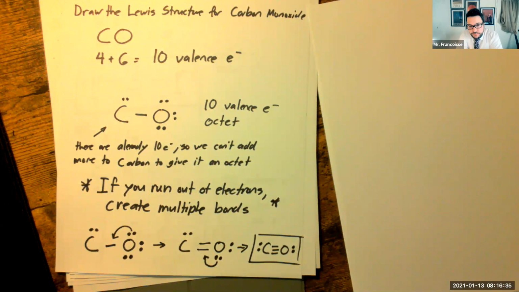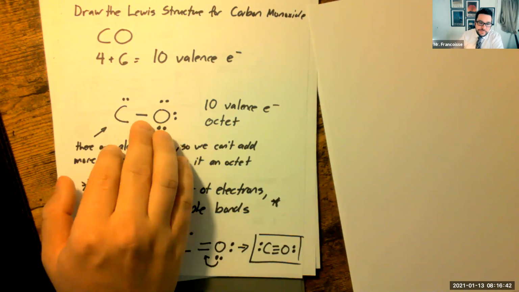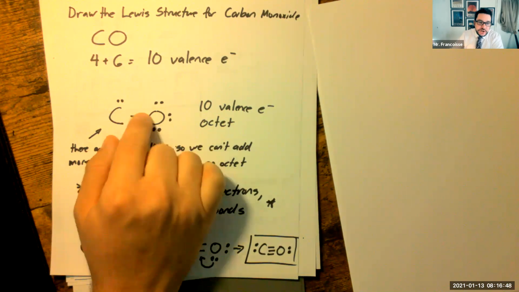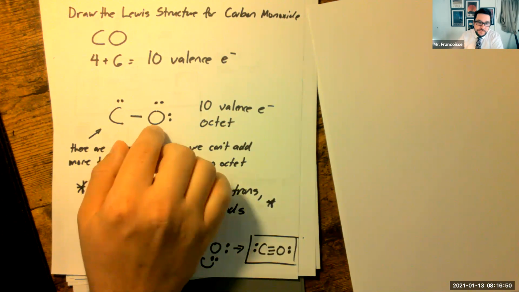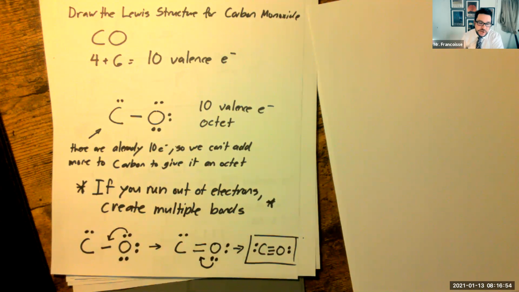So really, for making multiple bonds, if you run out of electrons, like something like this, you're going to have to move them from one atom to make more bonds. Because the idea is these are going to share electrons, so we want to make sure that everyone has 8. So the way we do that is by sharing more if we need to.